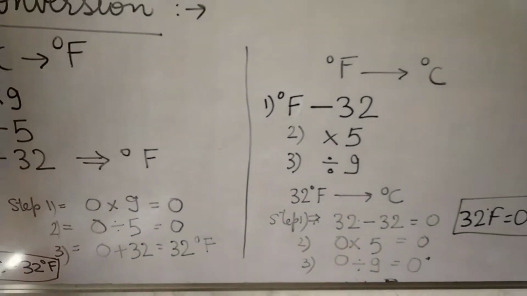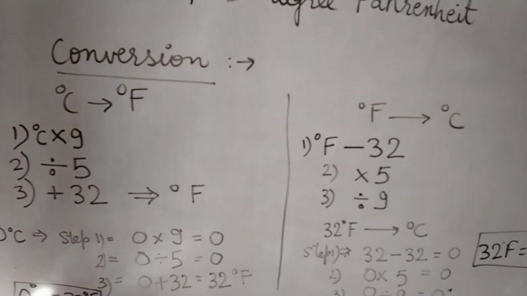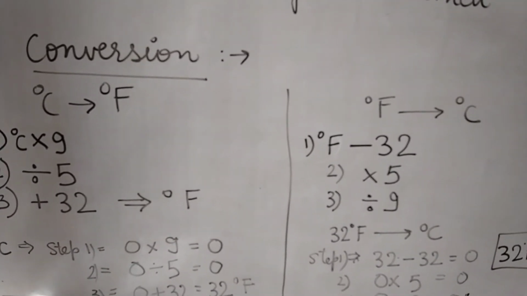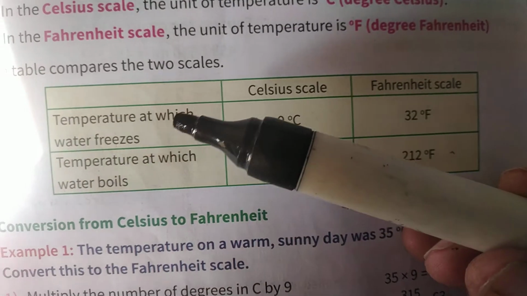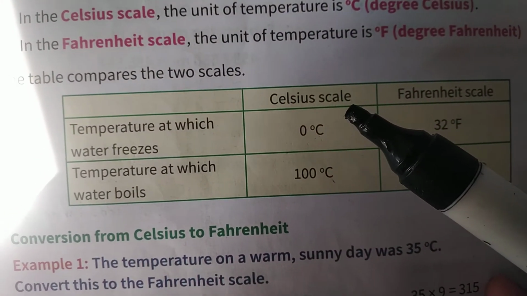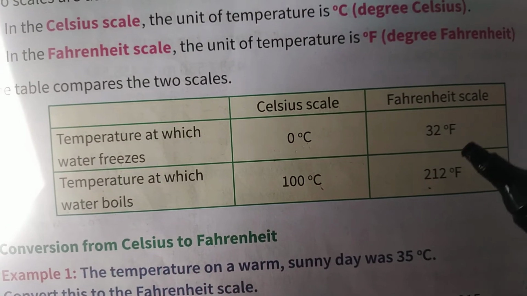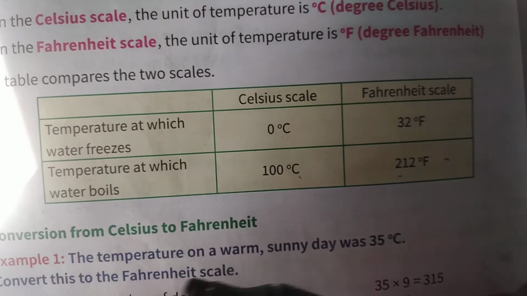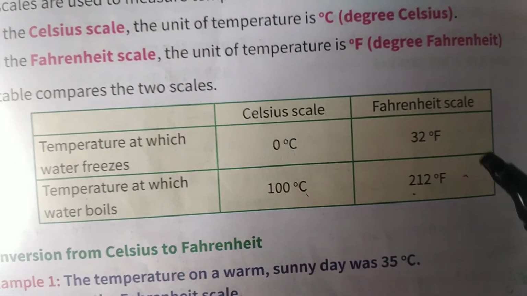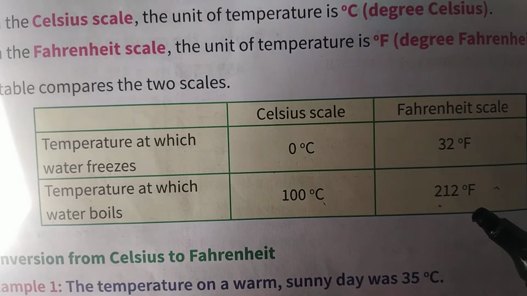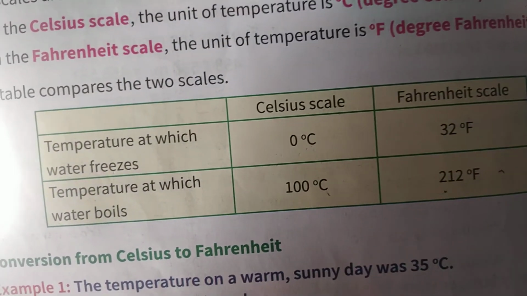I think this is very much clear to you children, how to convert degree centigrade into degree Fahrenheit and degree Fahrenheit to degree centigrade. Here I would like to explain one thing more. The temperature at which water freezes in the Celsius scale is 0 degree centigrade. In the Fahrenheit scale it becomes 32 degree Fahrenheit. The temperature at which water boils is 100 degree centigrade in Celsius scale, and in Fahrenheit scale it becomes 212 degree Fahrenheit. This conversion I have just explained to you.